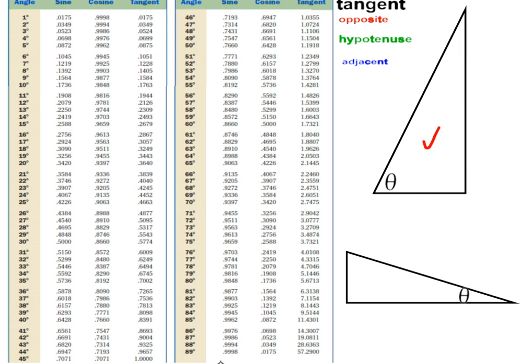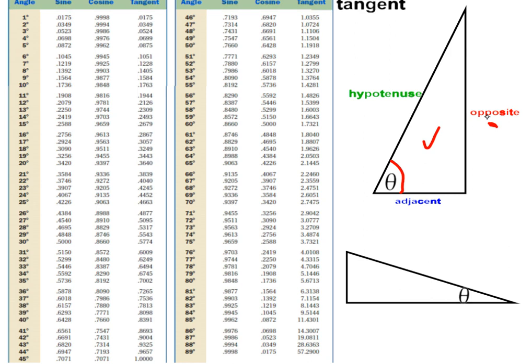So if we're looking at this angle here, theta, then the hypotenuse is the longest side of a right angled triangle. The adjacent is the one that's beside the angle, and the opposite side has nothing to do with the angle. You can see here that the opposite side does not touch the angle at all. So that is the opposite right here.